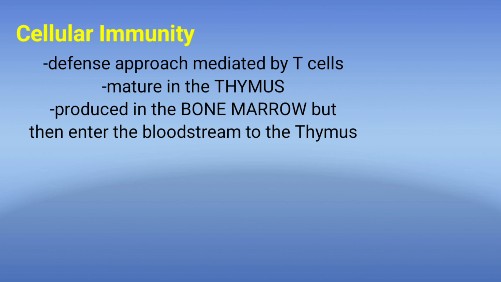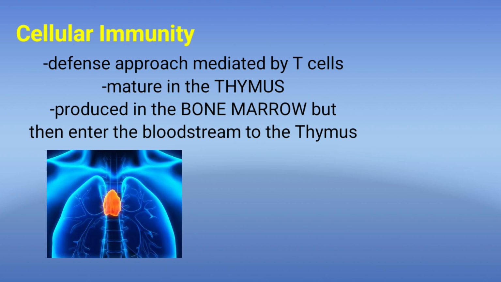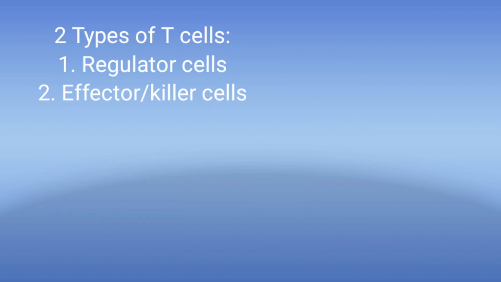T cells get their name from the place where they mature. The T cells mature in the thymus area of the body. T cells are produced in the bone marrow but then enter the bloodstream and travel to the thymus for maturation or specialization. There are two major types of T cells that destroy the antigen. Number one is the regulator cells, which are the helper T cells and the suppressor T cells. The second type is the effector cells, or killer cells.